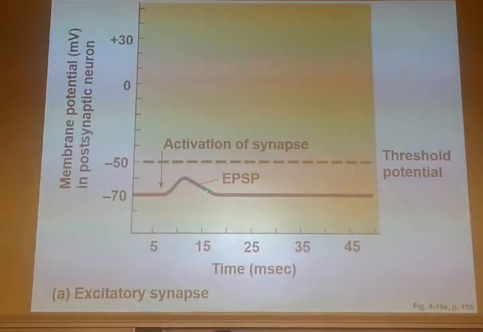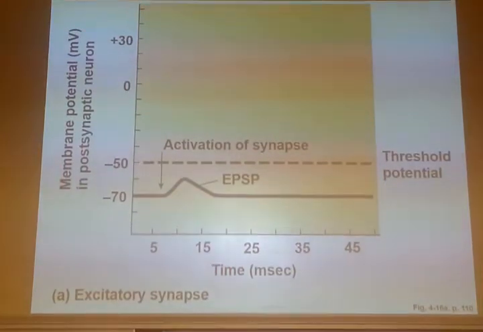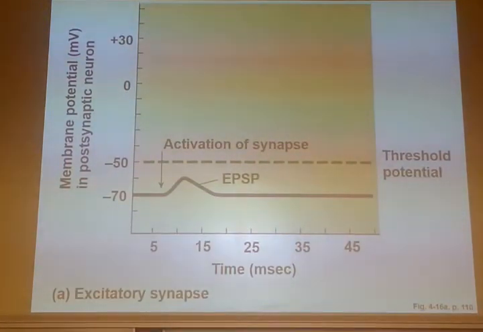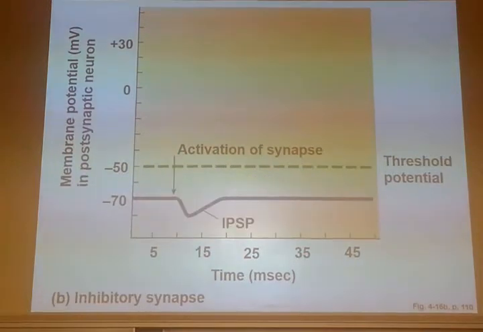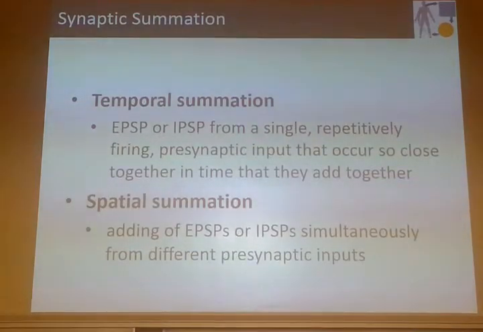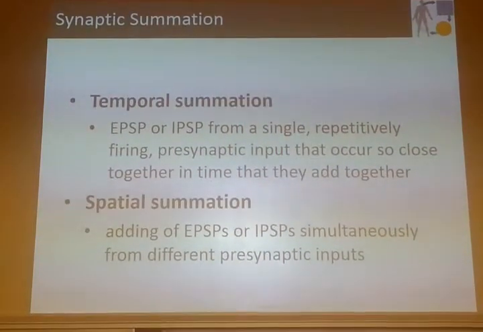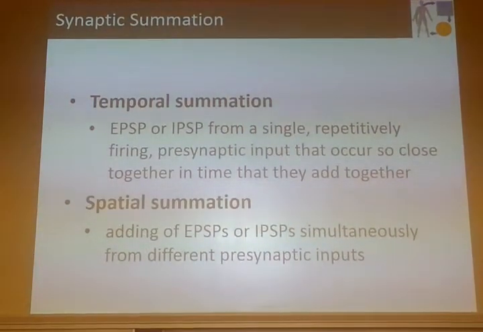With an EPSP, you're now at minus 60 millivolts. So the next stimulus that comes in only needs to make up 10 millivolts of positive charge. So that postsynaptic neuron is more likely to depolarize. Temporal summation or spatial summation, either one can occur in a postsynaptic neuron.